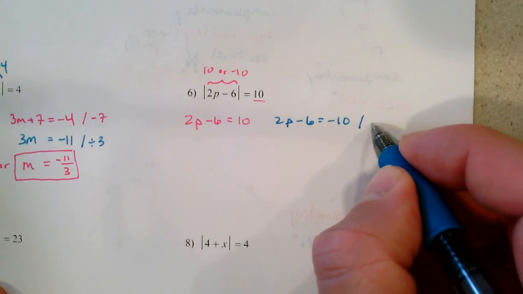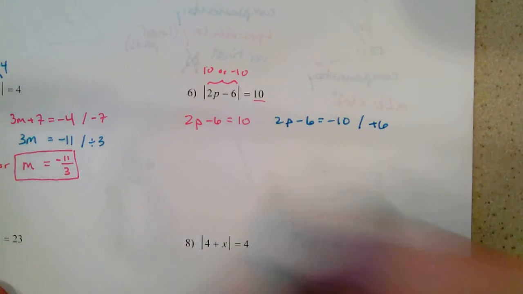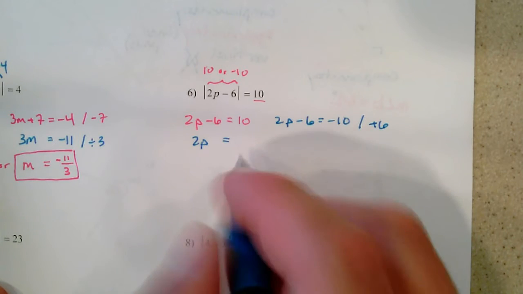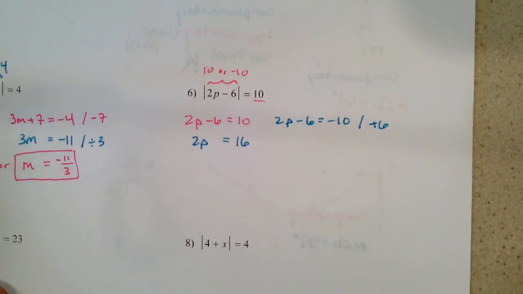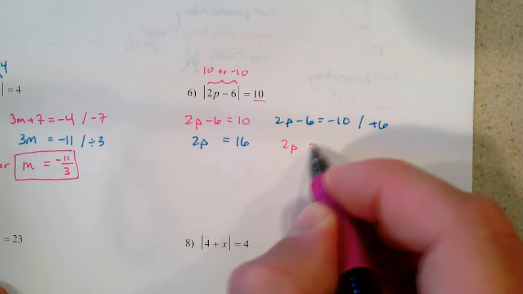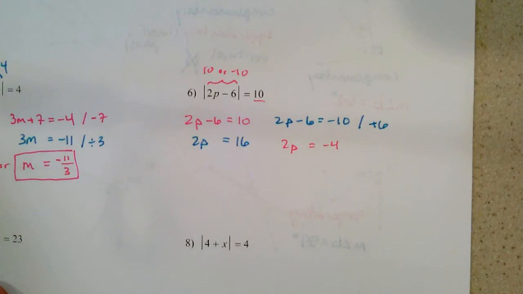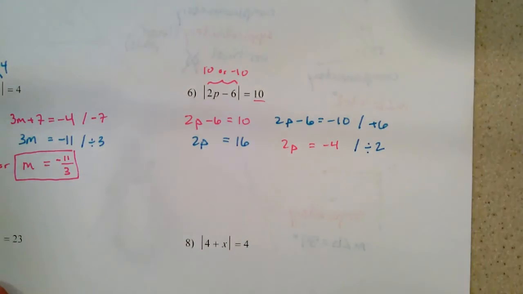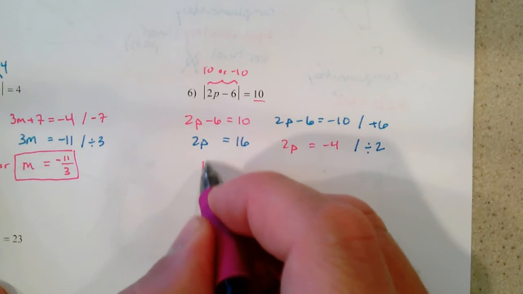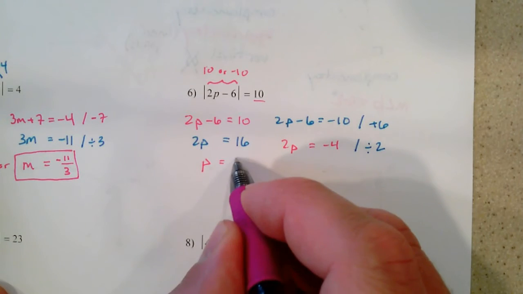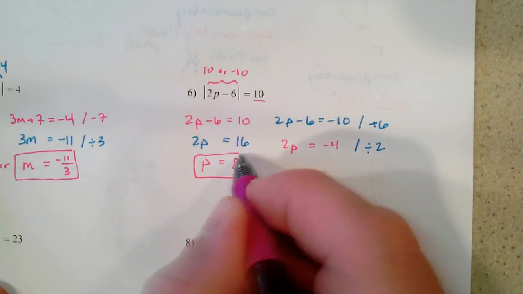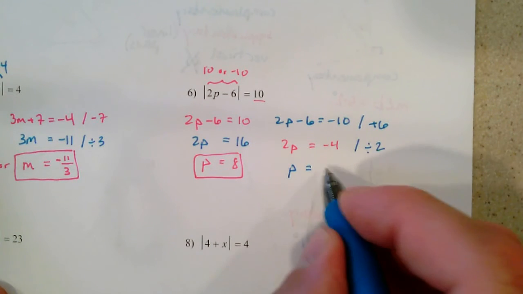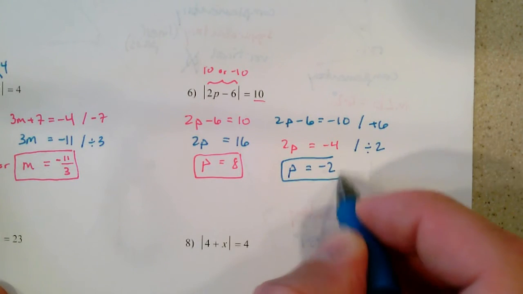We're going to add 6 first, and that's going to give us 2p minus 6 plus 6, which cancels out. 10 plus 6 is 16. And then next door here, when we add 6, we get 2p equals negative 10 plus 6 is negative 4. Our next step is going to be divide by 2. So 2p divided by 2 is p. 16 divided by 2 is 8. There's one possible answer. Next door here, 2p divided by 2 is p. Negative 4 divided by 2 is negative 2. So there's our second possible answer.